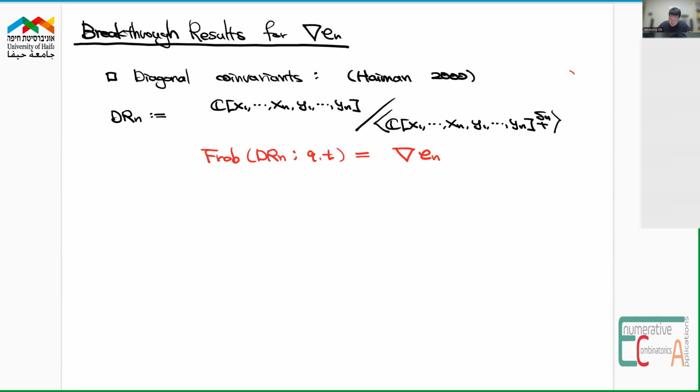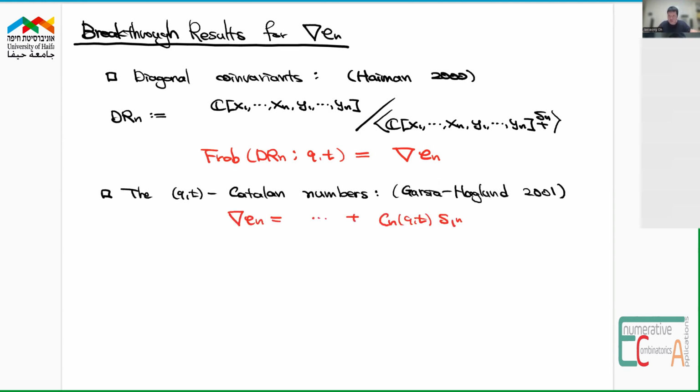And this theorem is also called the (n plus 1) to the (n minus 1) conjecture because he also proved that the dimension of DR_n is (n plus 1) to the (n minus 1), which is the number of parking functions, spanning trees, and so on. Anyway, the second observation was proved by Garsia and Haglund in 2001. So the last Schur coefficient is given by the q,t-Catalan number.